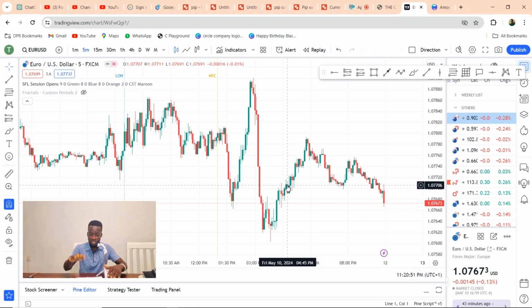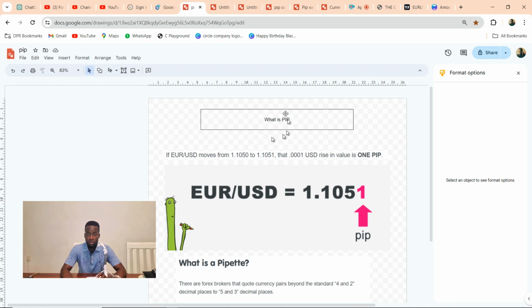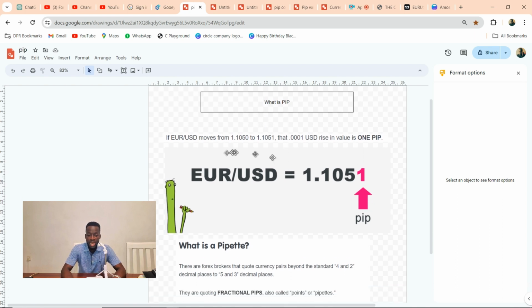As human beings move with steps, we take steps to move: step 1, step 2, step 3. That's how human beings move. Price moves in pips in the forex market. Now, let me show you an example of pips. Look at this example.